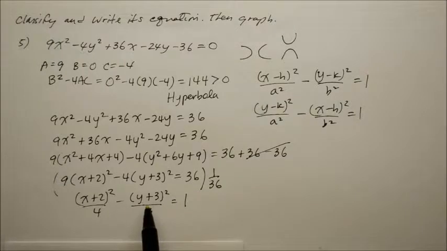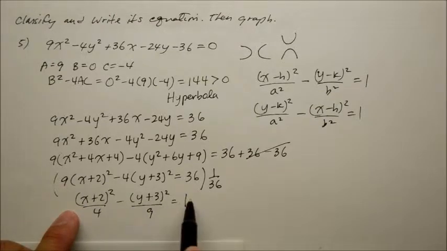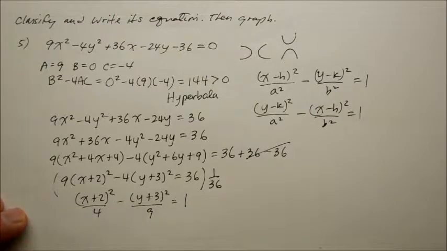Now since the y and the x are in the traditional horizontal transverse axis format, we could identify the a and the b. A is the square root of 4, which is 2. The b is the square root of 9, which is 3.